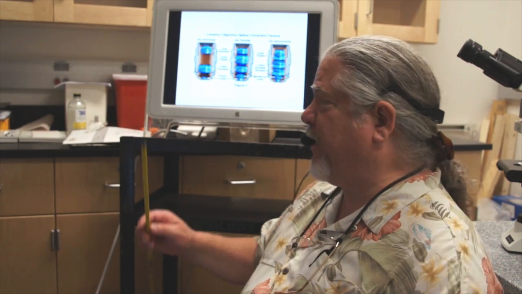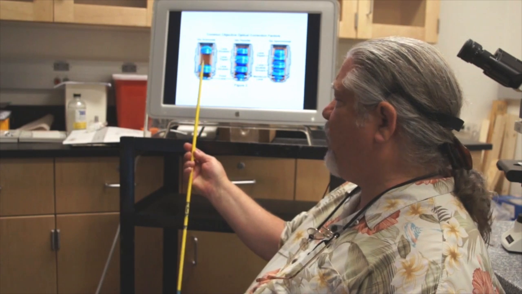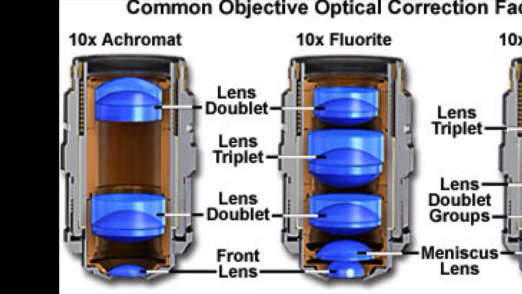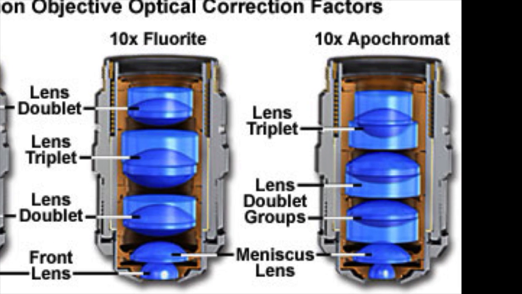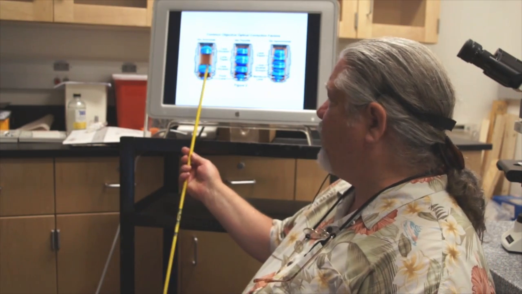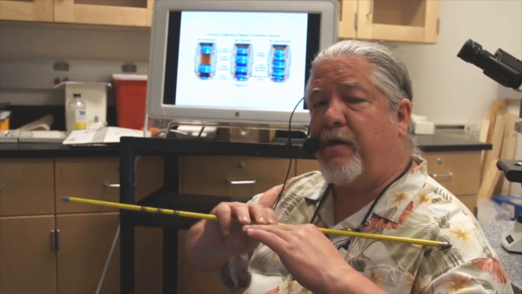So here on the screen, you see several different types of objectives. The first one is called an Achromat. This is the least expensive objective manufactured. It does have several lenses in it, but not as many as the higher corrected lenses do. So an Achromat is a fairly low resolution objective that is not corrected for flatness of field, and it's also not corrected for what we call chromatic aberration, which we'll discuss in a second. An Achromat would give you an image that maybe looked like a pincushion.